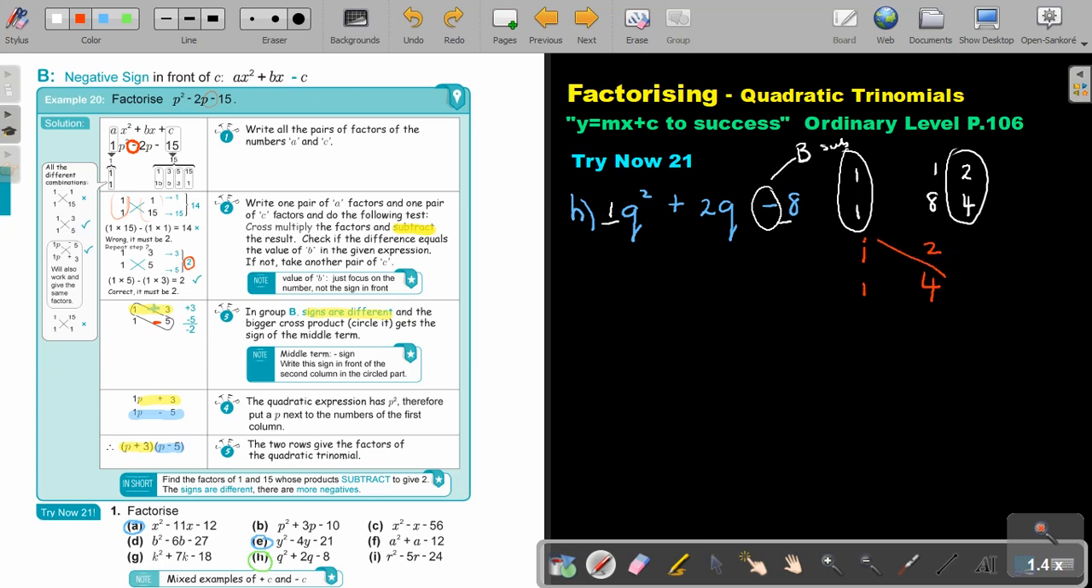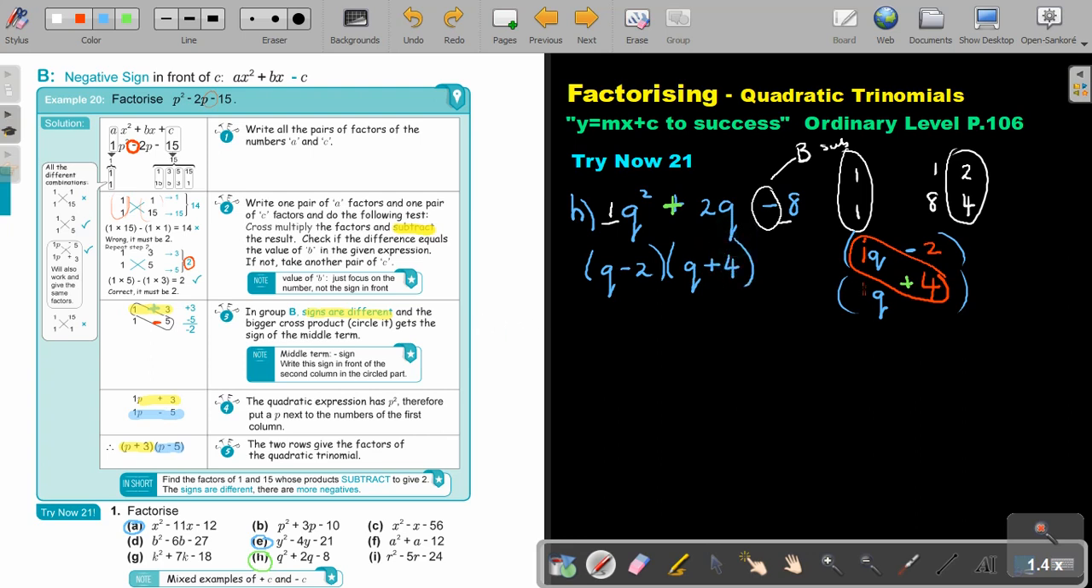And then the biggest cross product is this one. But it's not going to get a negative. Why not? Because there stands a positive. And I put it in front of the second column, the one that's circled. Okay, and if this is positive, then what will this one be? The opposite, negative. And then it's q squared, q, so what will this be? q, q. And there's my two brackets. So it's going to be q minus 2, q plus 4.